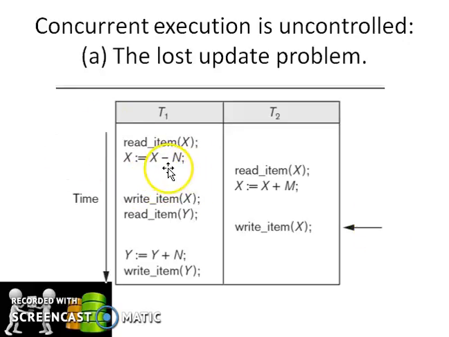So if we look at the sequence of execution of operations in these two transactions, the first transaction has started its execution. Read item of X will read the opening balance of account X into the local variable X. X equals X minus N will make a modification to the local variable X. After that, the second transaction has started its execution and is reading item X, that is, the second transaction will read the opening balance of account X into the local variable X. Then the local variable X is modified by adding M.